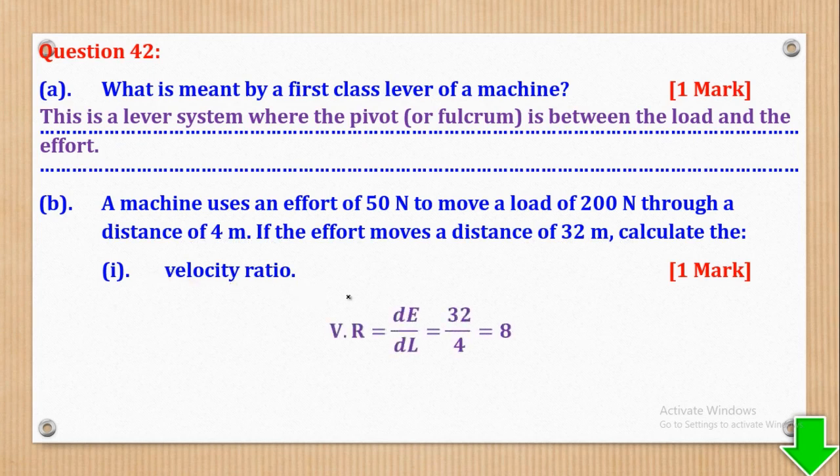So we know that velocity ratio is effort distance over load distance. So the effort distance will be 32 meters and load distance will be 4 meters. Therefore when I divide, I'll come up with 8. So that will be the velocity ratio required. So 1 mark for the definition of first class lever, half a mark for the substitution, half a mark for the output.